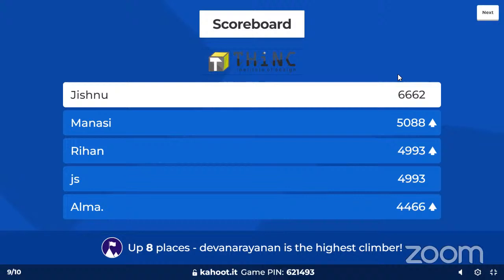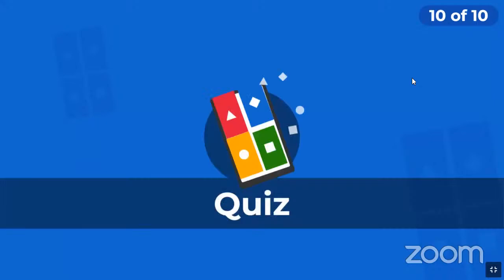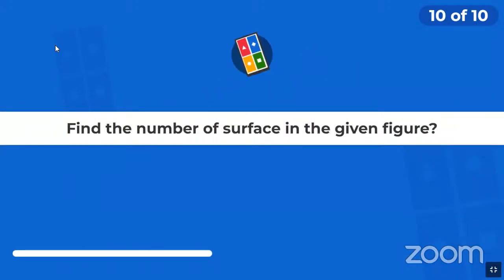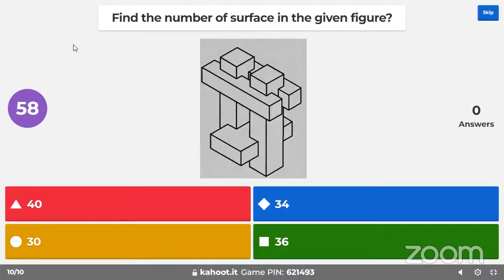So here is the last and final question for Kahoot 61. Here is the 10th question for you. That is a double point question, guys. So yes, we will see who will top the table, who will win the game.